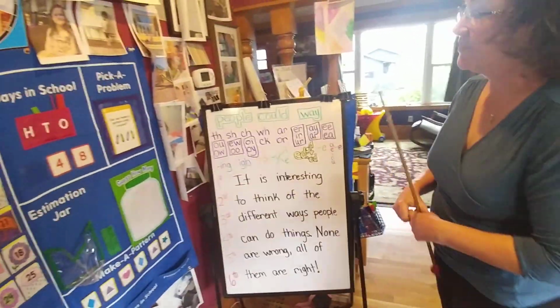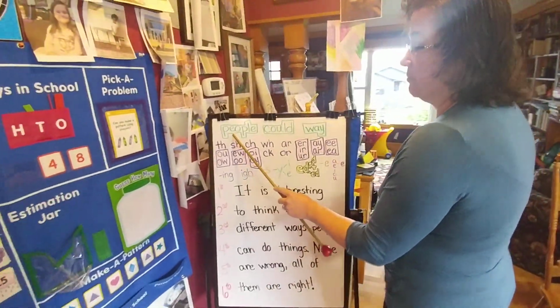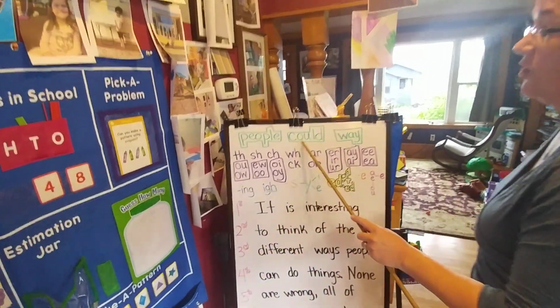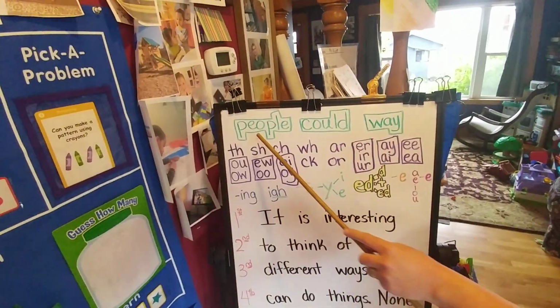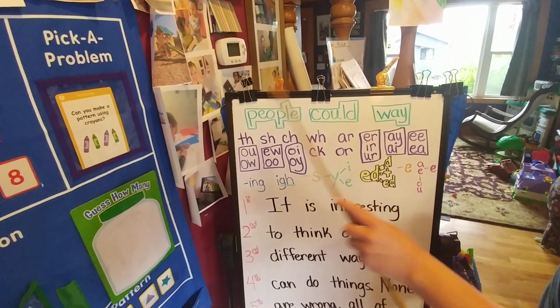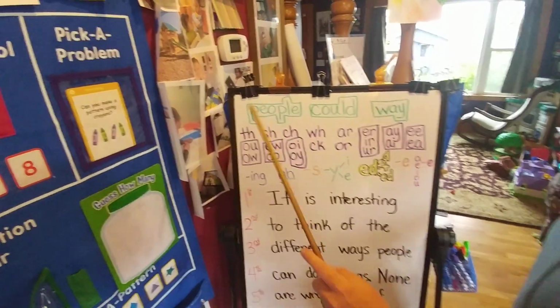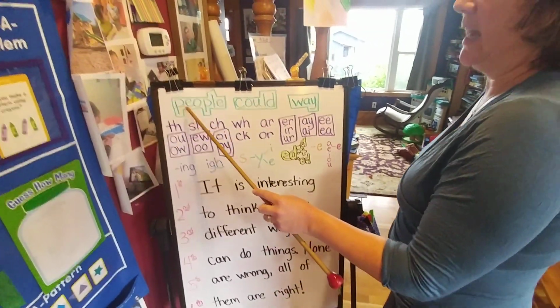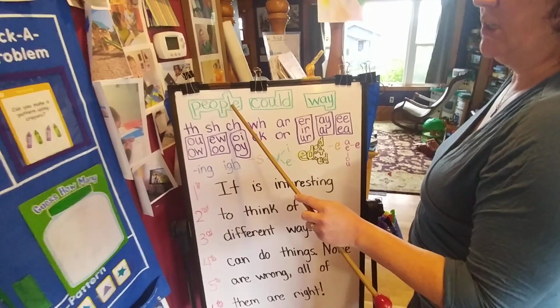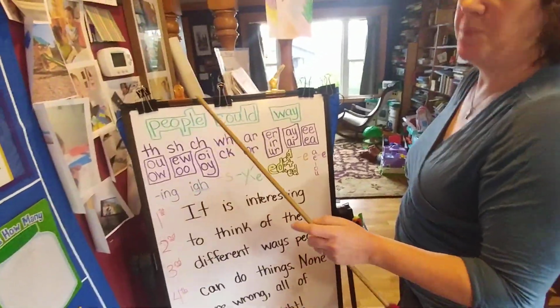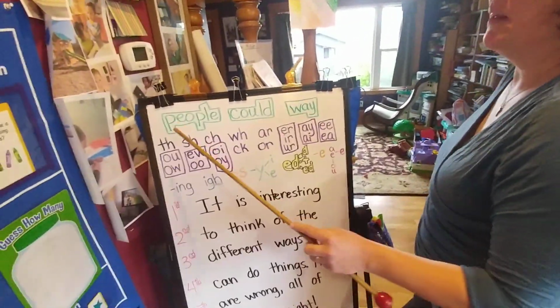All right, we have three new sight words this week. The first one is people, could, and way. People has a wonky ear. This is a wonky word. If I were to sound it out, I would say it's piapoli. No, it's people. Let's spell it.